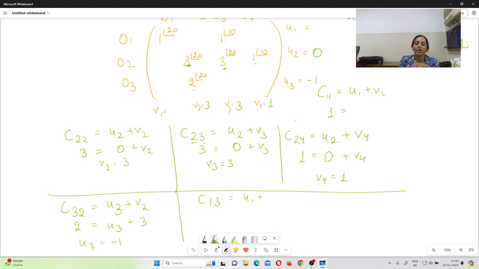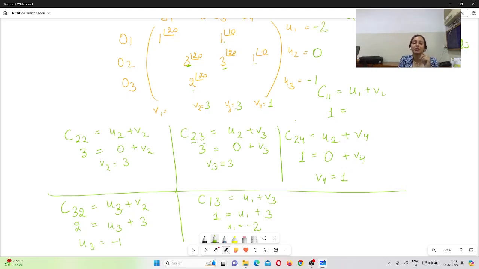U1 plus V3. And that cost 1 equals, do we know U1? No, we don't know the value of U1, but do we know the value of V3? The answer is yes. This is the way we are able to find the value of U1, that is 1 minus 3, that will be minus 2. So writing over here, the value of U1 is minus 2.